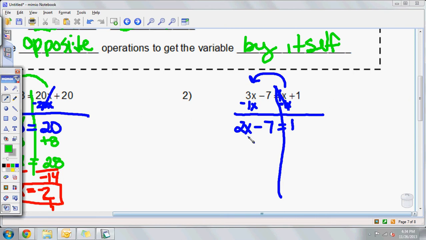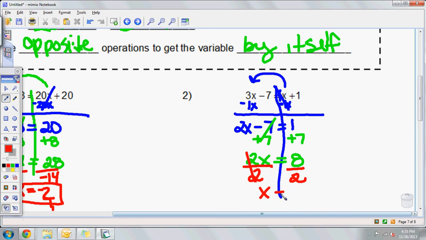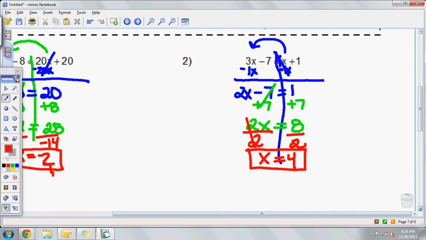So to get this x by itself, the easiest thing to get rid of would be this minus 7. So I'm going to add 7 on both sides. So 2x equals 8. And one final step to get that x all by itself, do the opposite of multiplication here. I'm going to divide. So x is equal to 4. All right, 3 steps and then I'm done. And we have one more to try.